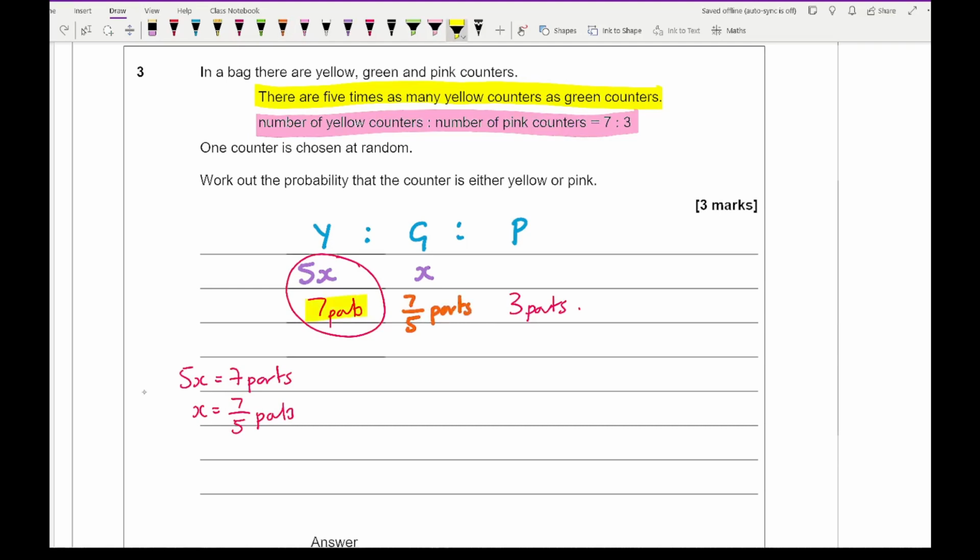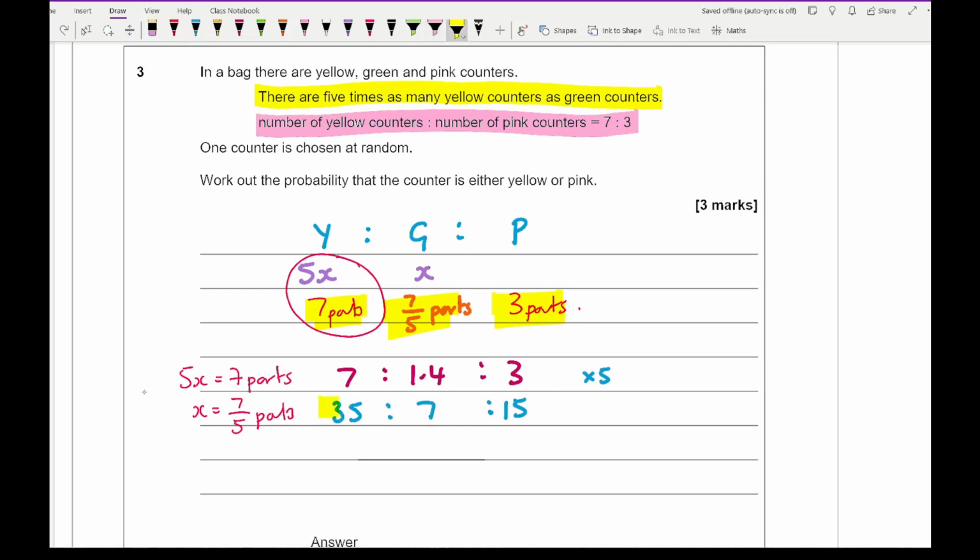Now, looking at the number of parts, if I then decide to write that as a ratio, then what that becomes is 7, and 7 over 5 as a decimal is 1.4, and then that's to 3. Then if I multiply everything by 5, so that everything becomes a whole number, 7 times 5 is 35, 1.4 times 5 is 7, and 3 times 5 is 15. I've then got whole numbers as a ratio.